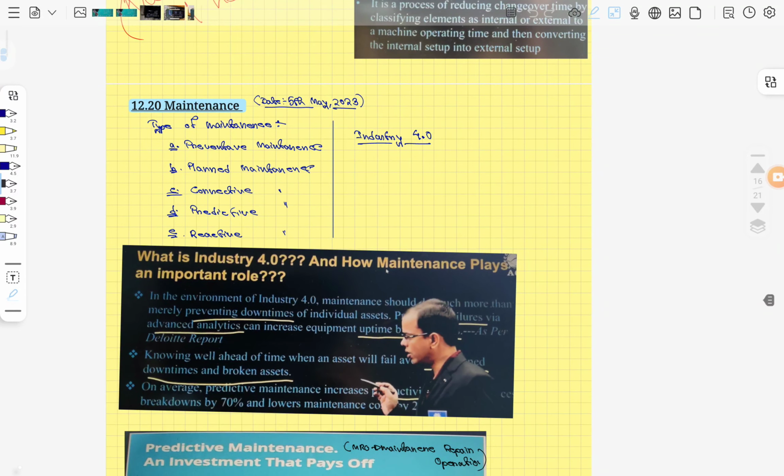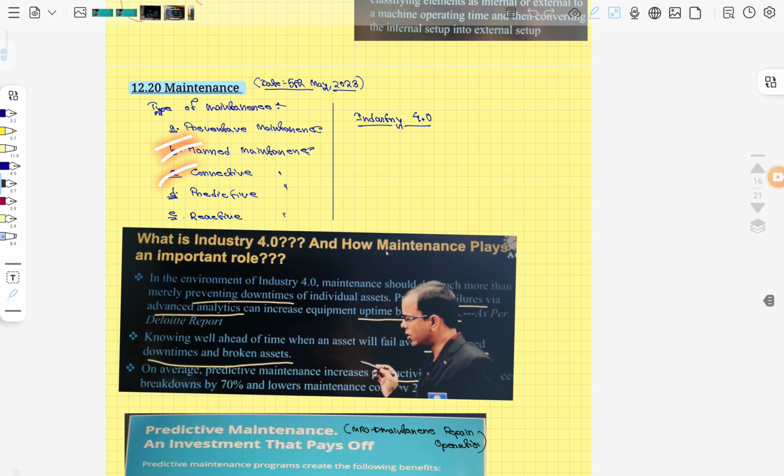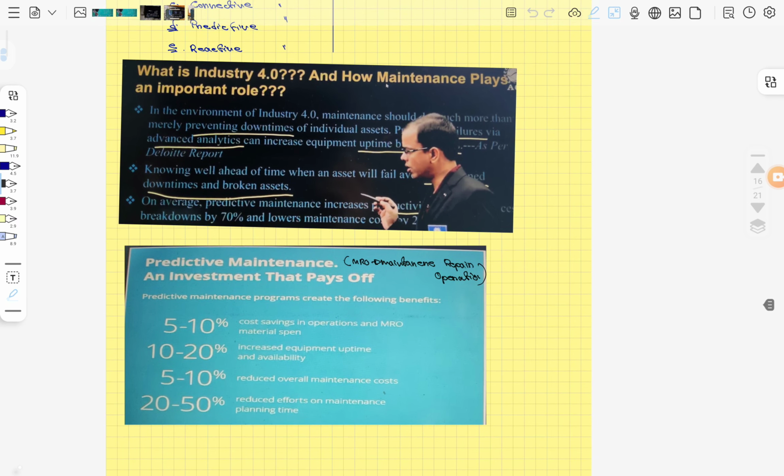And maintenance: preventive, planned, corrective, predictive, reactive. For the Industry 4.0 environment, maintenance should be more than merely preventing downtime of individual assets, and this is where advanced analytics and improvement come in. Knowing well ahead of time which asset will fail, downtime by breakdown, and all these things.